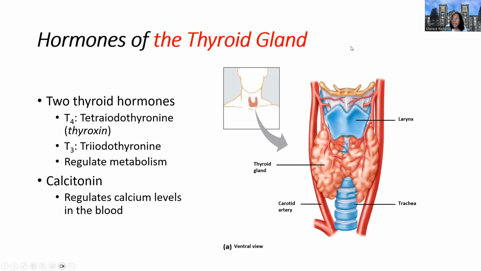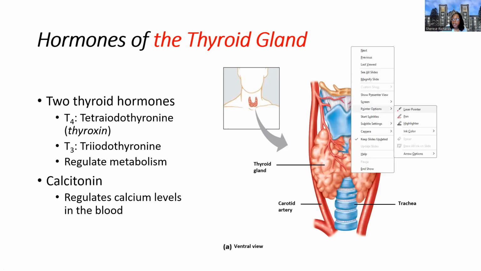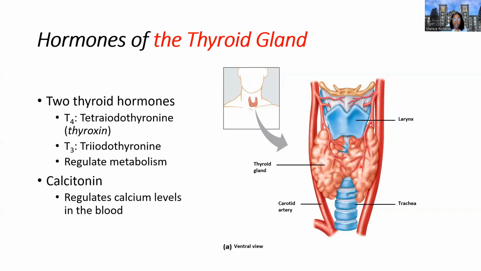So let's start by describing the anatomy of the thyroid gland first, just so we have some context of where it's located. It is found in the neck, and it is around the first few rings of the trachea, right? The cartilage rings of the trachea, just beneath the larynx. It's a gland that has two separate lobes. So it has a left lobe, right lobe, and it's connected across the middle by this central portion called the isthmus.